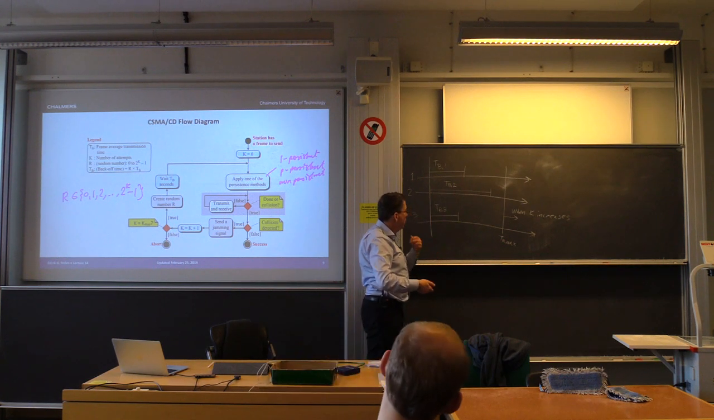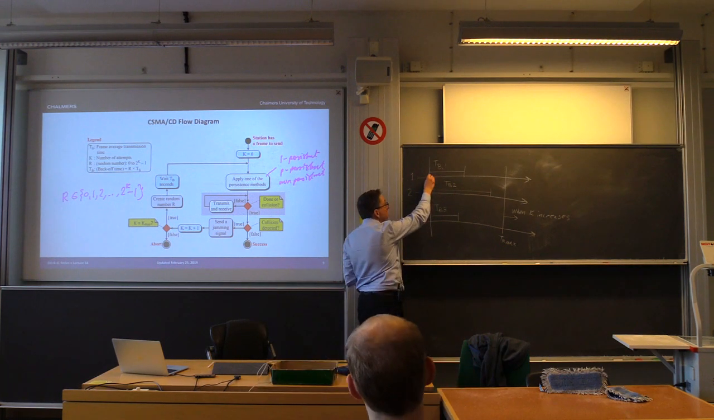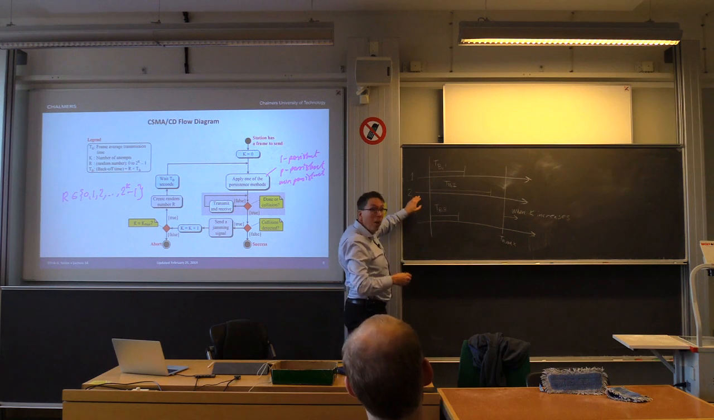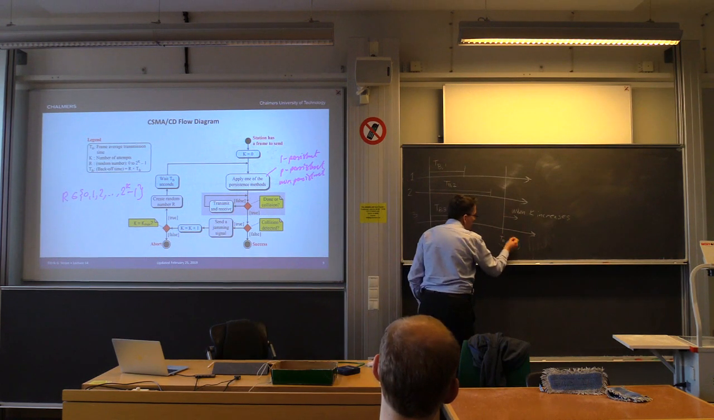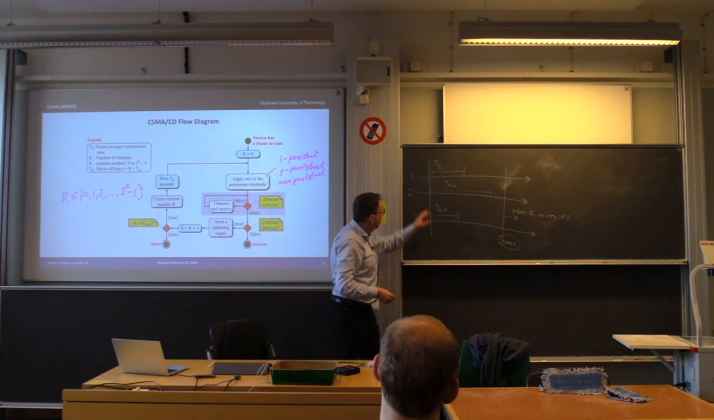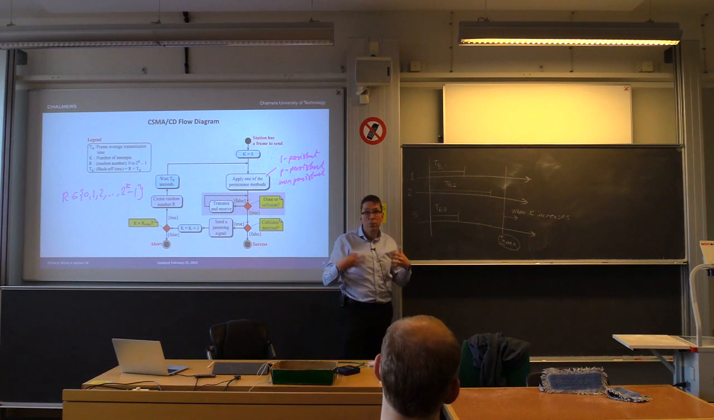And the reason why we do this is because when we have a collision, we don't know if we collided with one other node, or two other nodes, or three other nodes, or four other nodes. And the maximum back off time here should be selected according to how many nodes at this particular point in time are trying to access the channel.